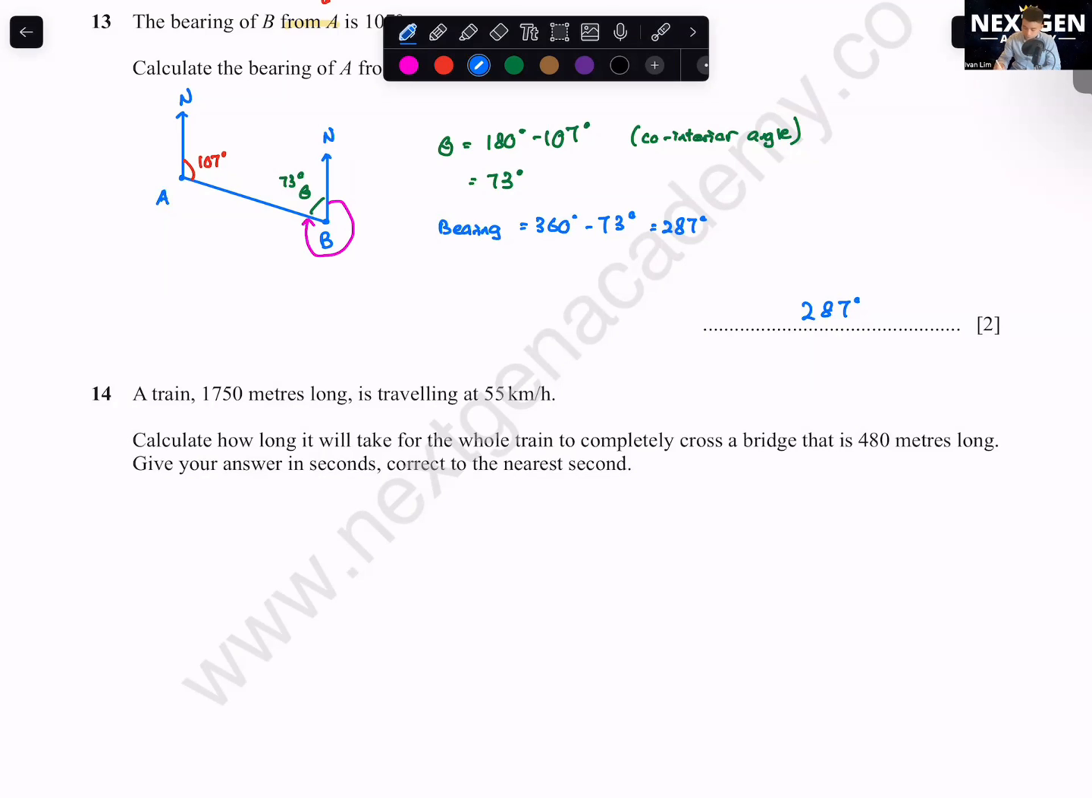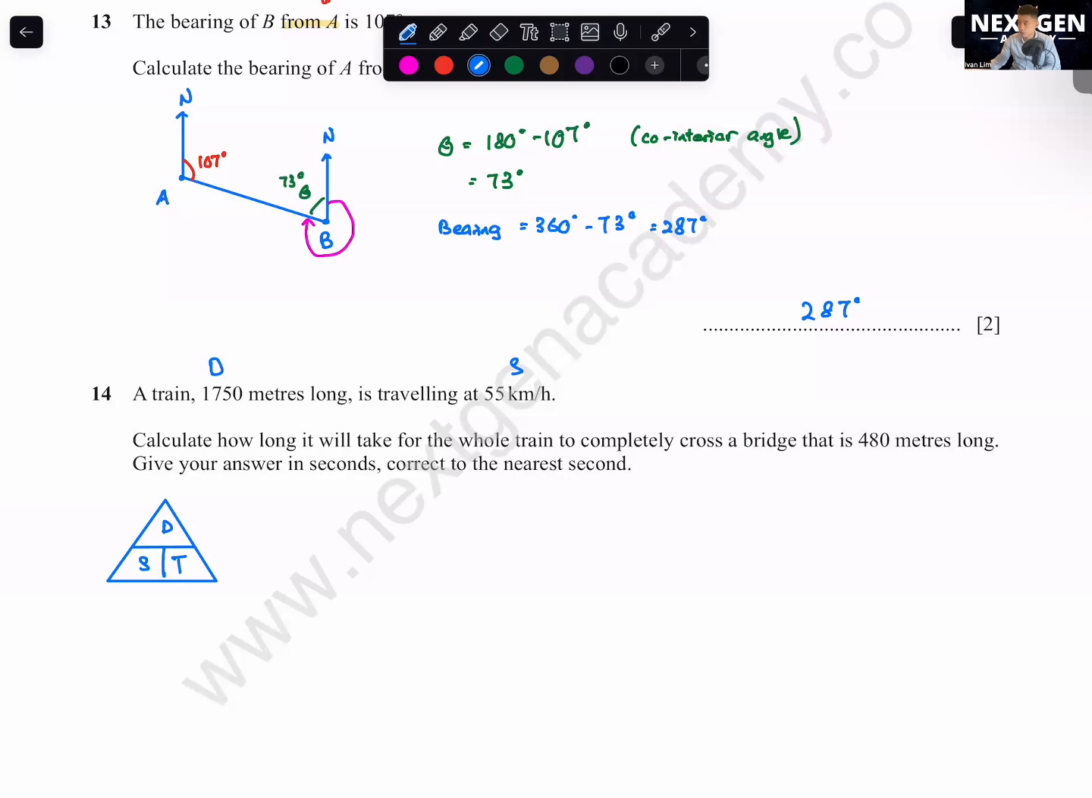Number one, we need to use what formula first? Speed, distance, time. Speed equals distance over time. What is given to us? Distance, speed. But look at the question. They say, how long will it take for the whole train to completely cross a bridge that is 480 meters long? So what is my distance here actually?